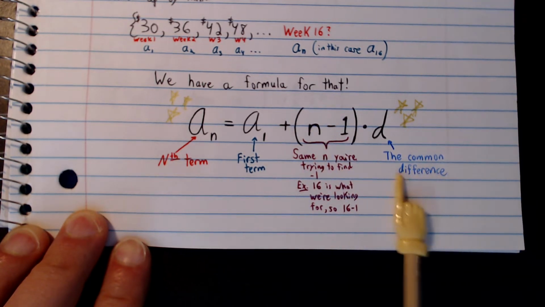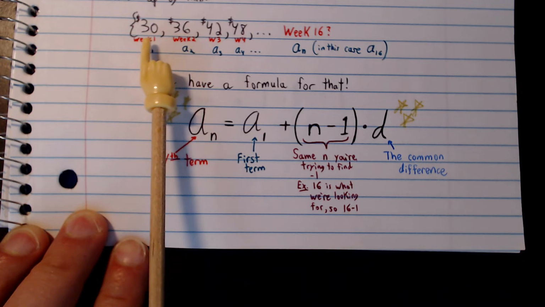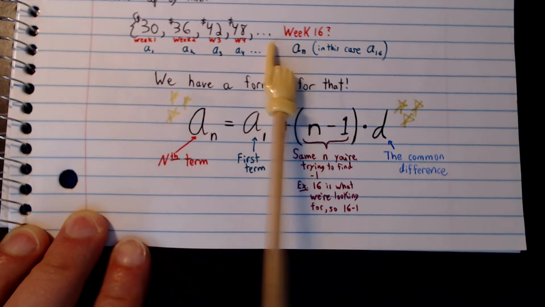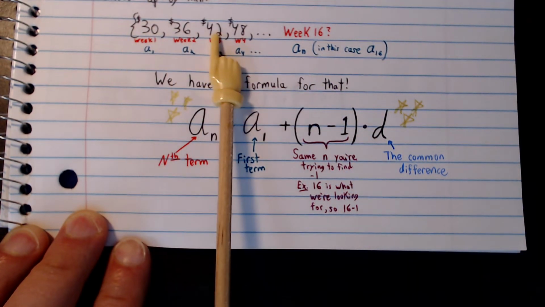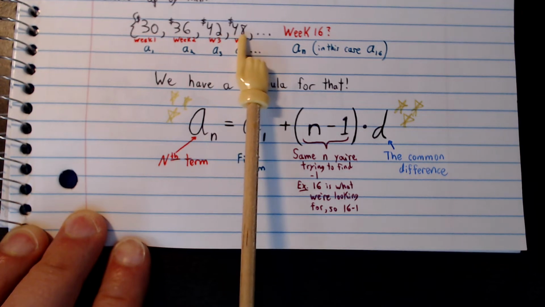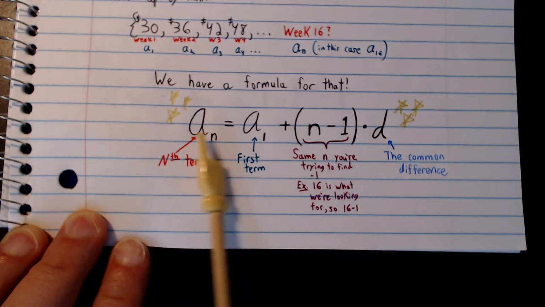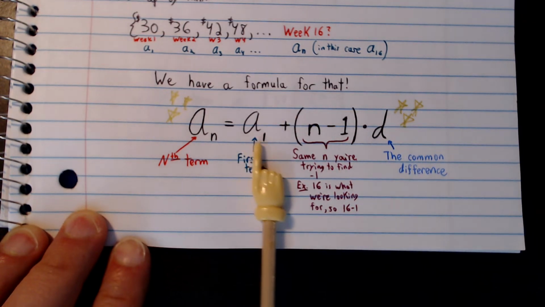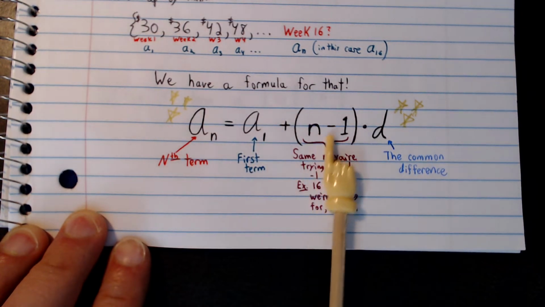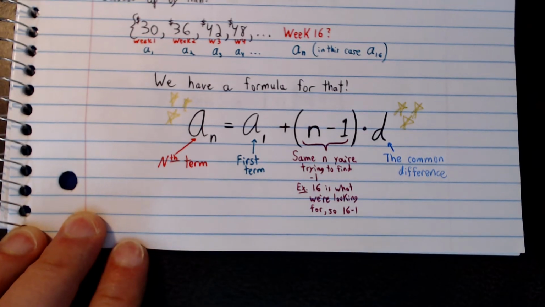And then finally, the common difference. This problem told you we're adding $6 every time, every week. So the common difference here would be 6. We still might have to do that quick subtraction that we did last lesson to figure that out, but no big deal. So that's where all these numbers are coming from. Your first term, common difference, and then whatever term you're trying to get to minus 1.